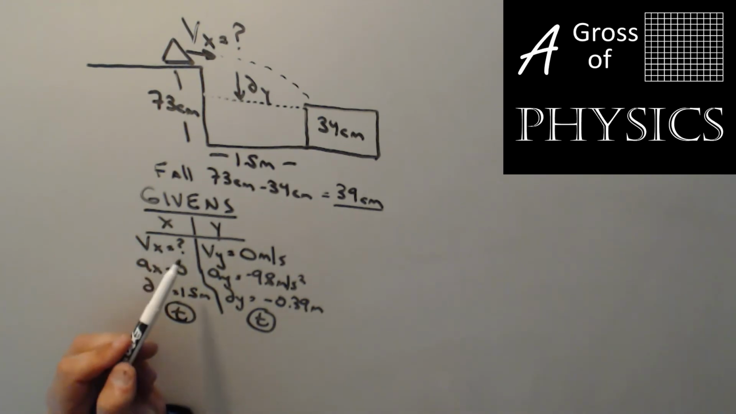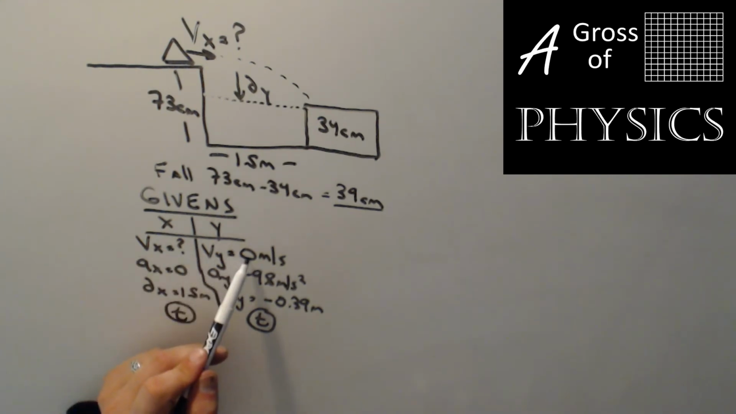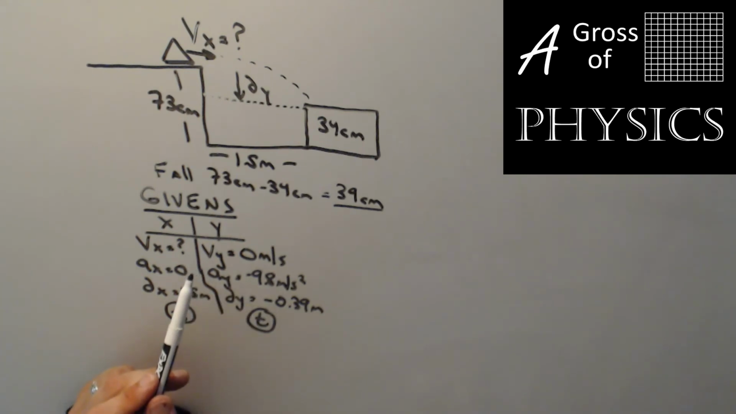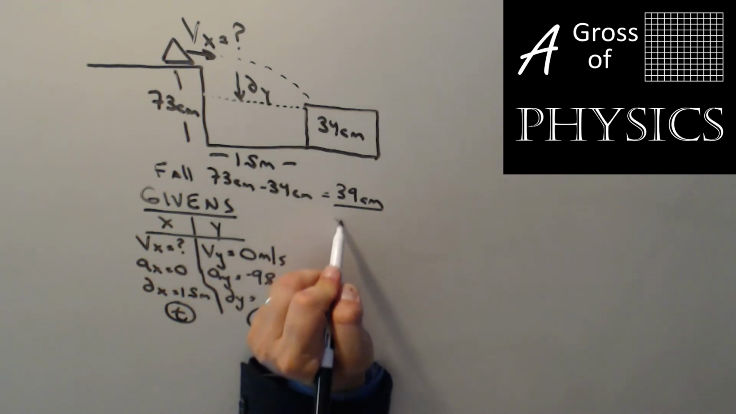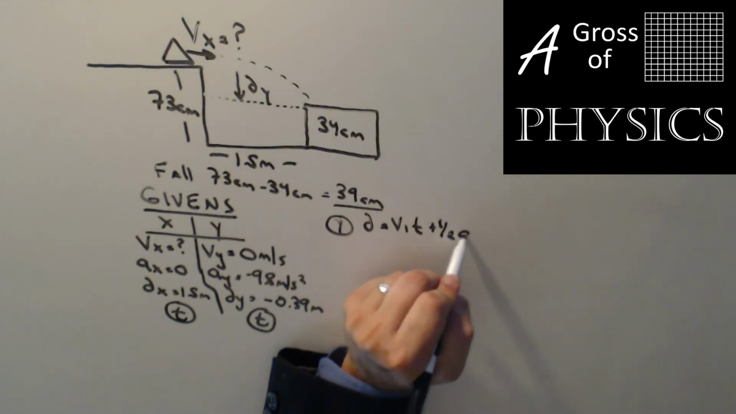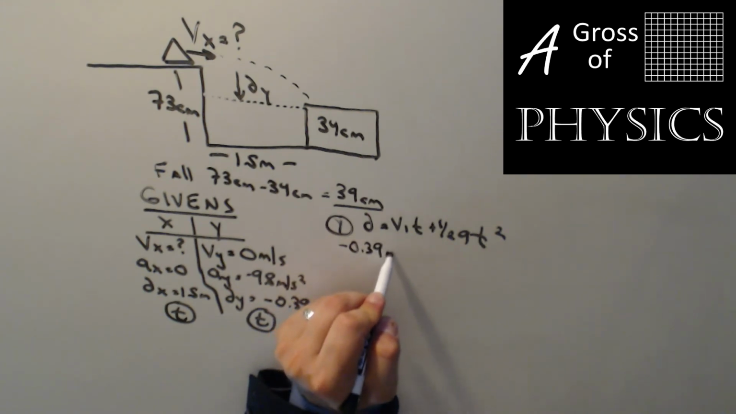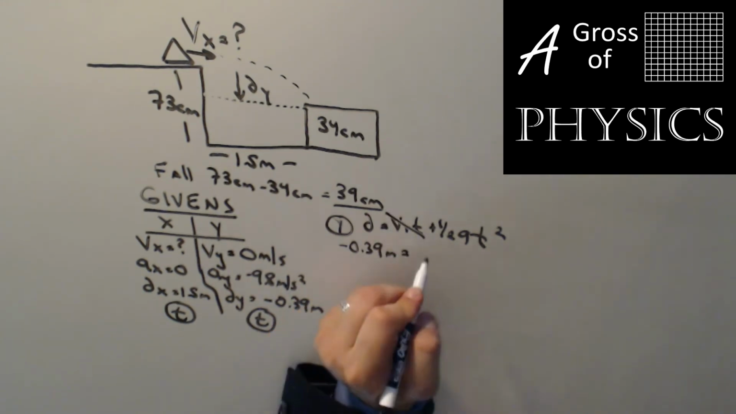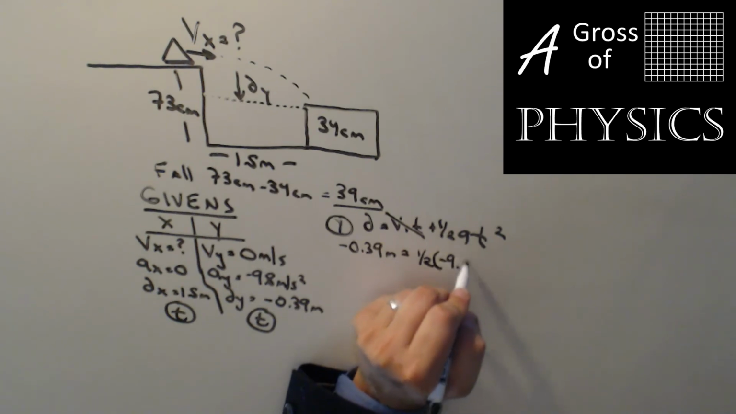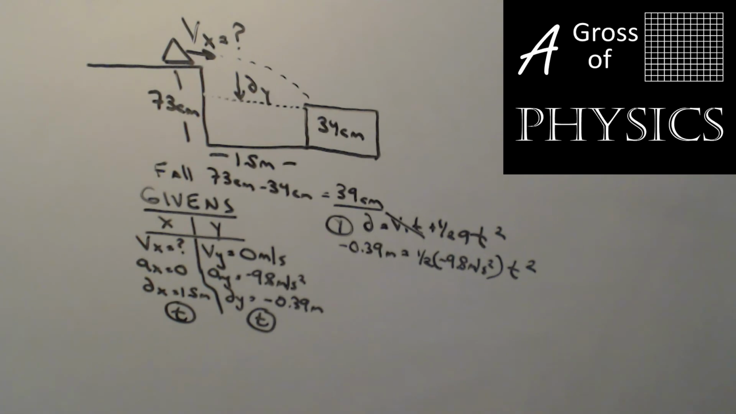Now, if I look, I only have a question mark for Vx. I don't know that variable there. So I have a and d for the x direction, 0, and negative 9.8 and 0.39 in the y. So I think I know more information about the y direction, so I'm going to start there. I'm going to start in the y. I'm going to say d equals vit plus 1 half at squared. Negative 0.39 meters equals, that term cancels, 1 half negative 9.8 meters per second squared, t squared. All right, I'm going to solve for t.